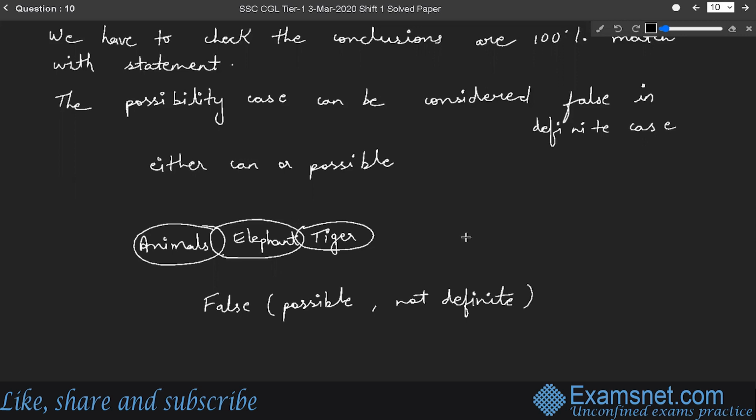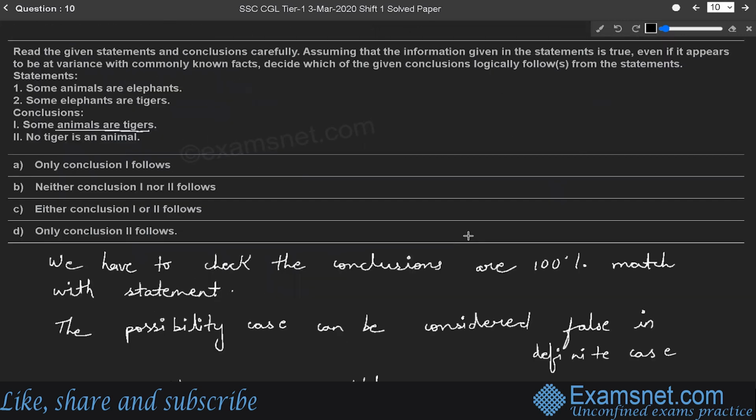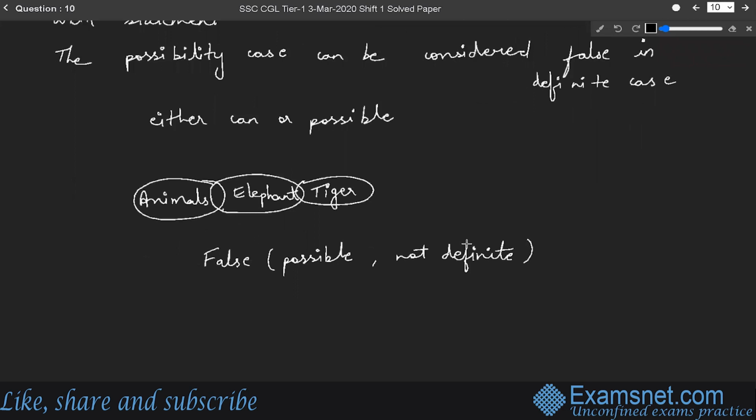Now, let us have a look towards the second conclusion. Second conclusion is no tiger is an animal. Okay. So let us check it. Here, tiger is related with elephant only. Okay. So in this case, second statement will be also false. Again, it is not possible in real that no tiger can be an animal. So it is possible, but for this question, again, it is not definite. So both the statements can follow because both statements have possibility and both statements are not definite.